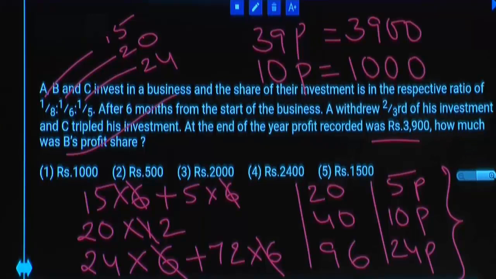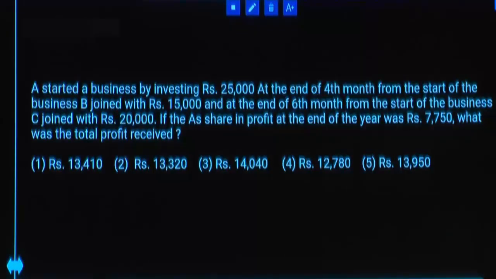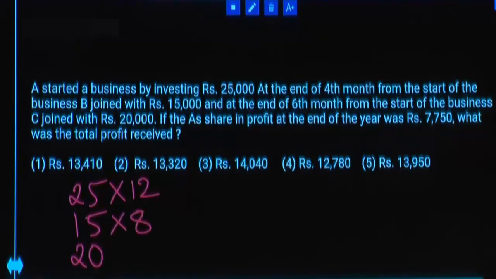First option. A started by investing 25,000. At the end of 4 months from the start of the business, B joined with 15,000. At the end of 6 months from the start of the business, C joined with 20,000. A will be there for 12 months because he started the business. B joined after 4 months, so he will be there for 8 months. C joined after 6 months, so he will be there for 6 months.